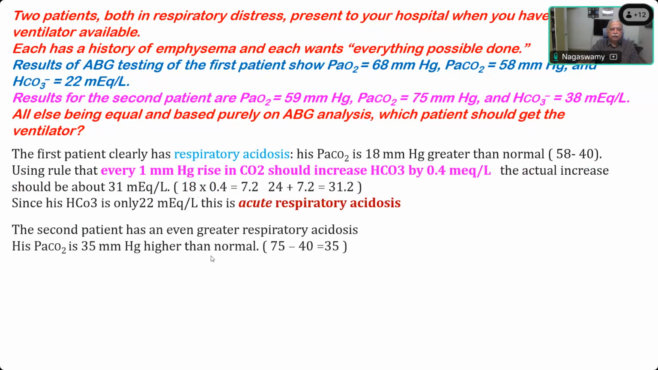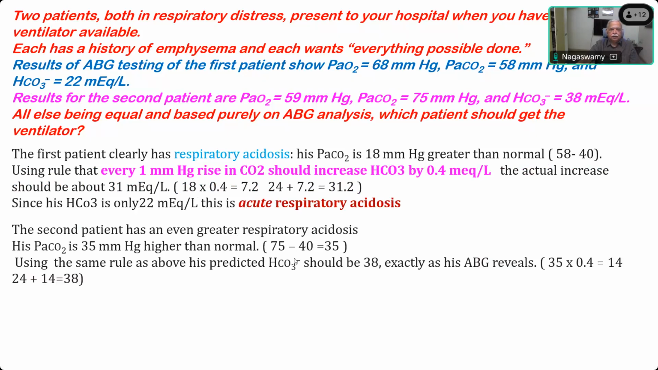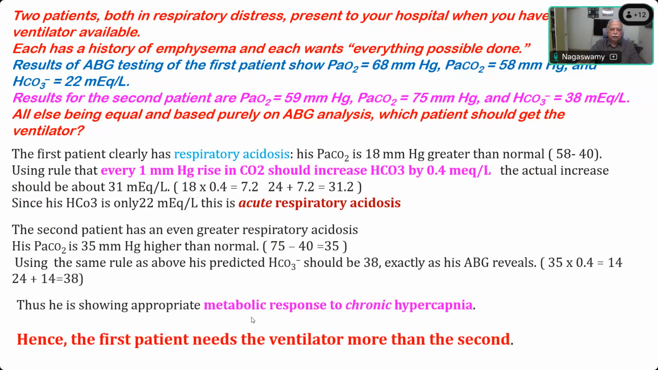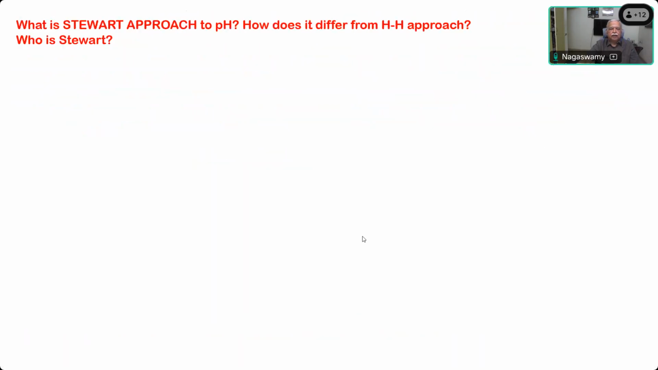The second patient has an even greater respiratory acidosis, more than the first patient. But using the same rule, he should have a bicarb of 38, which he has exactly. So this patient's metabolic response is to chronic hypercapnia. So hence the first patient needs the ventilator more than the second patient. Okay? That is how it is taken.